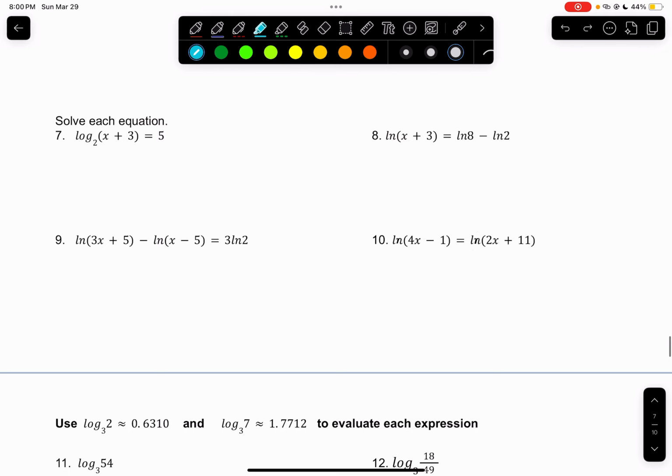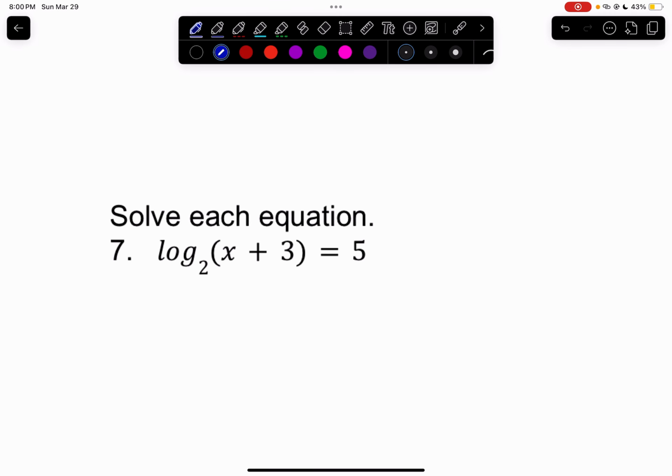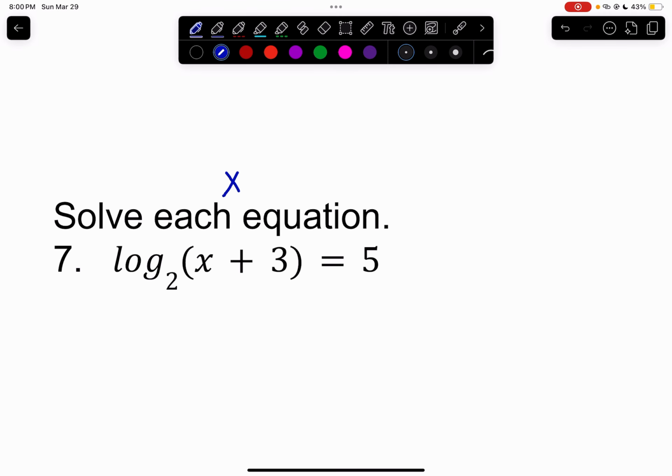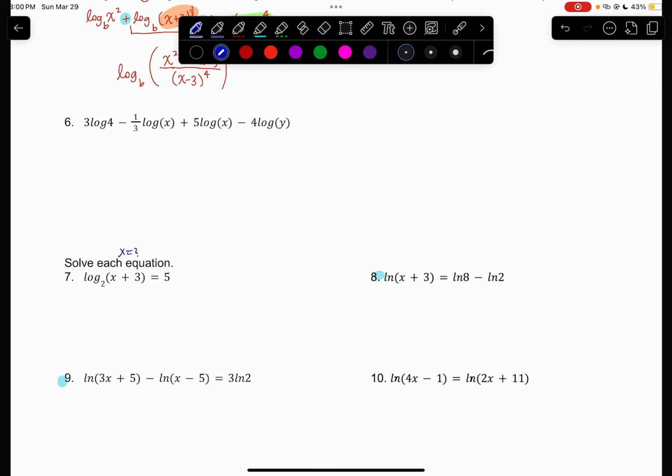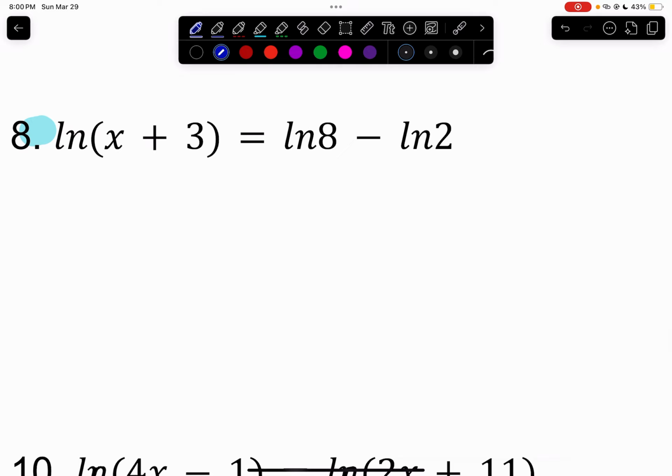Solve each equation. Okay, let me pick which ones to do here. I'm going to do 8. I'll do 9. Okay, so solve, meaning I have to get x by itself. I'd figure out x equals what number? Okay, so on the left-hand side, I have one single log. Awesome. Can't simplify any further than that. However, on the right-hand side, I can simplify that, and I need to.